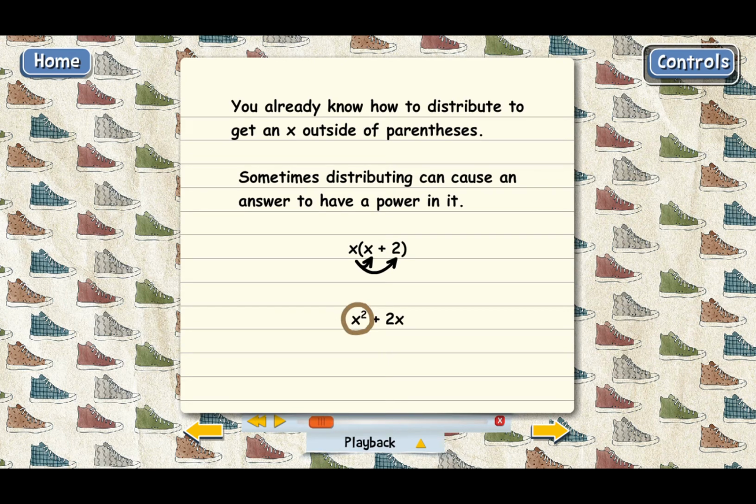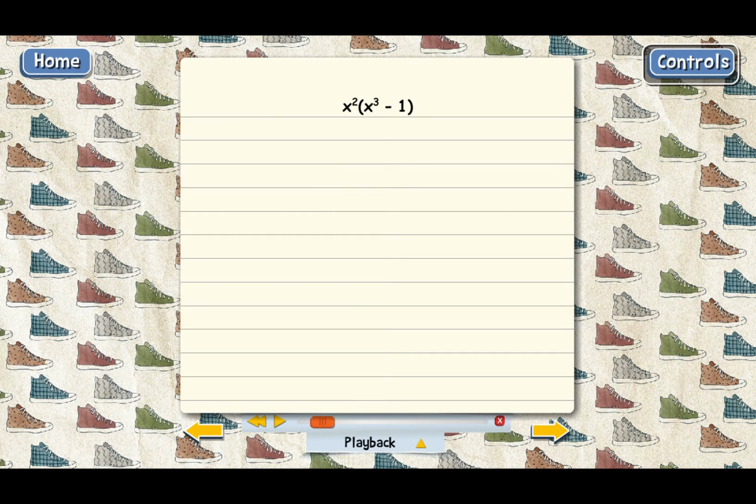And here's another situation with powers where you have to distribute. See, this is x squared times the quantity x cubed minus 1. We've actually got two powers in this one. Let's distribute. What's x squared times x cubed? Exactly. And then next is x squared times 1. What does that equal? Good. And so we end up with x to the 5th minus x squared. And so the answer has two powers in it also.